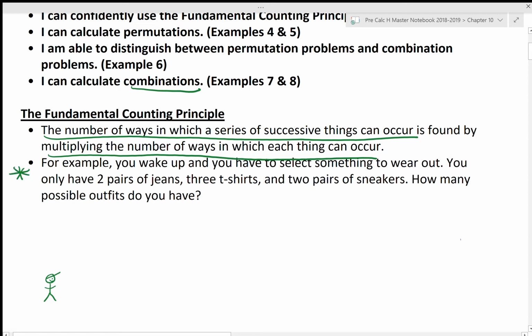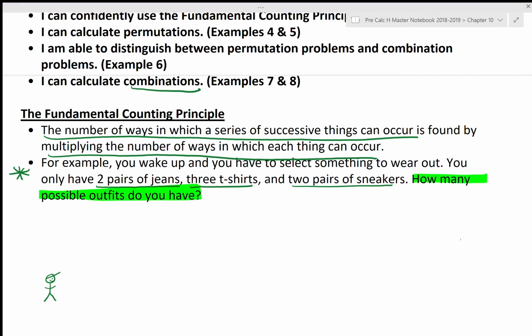You probably did this in elementary school, but a little throwback. You wake up and you have to select something to wear out. You only have 2 pairs of jeans, 3 t-shirts, and 2 pairs of sneakers. Let's imagine. How many possible outfits could I have for that day?